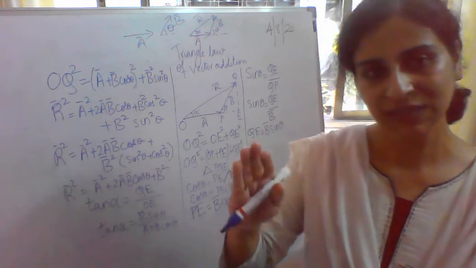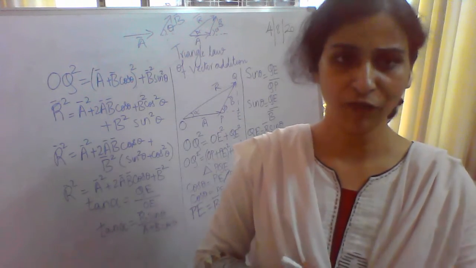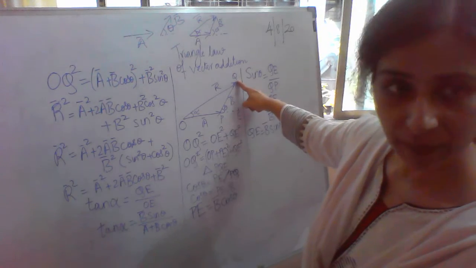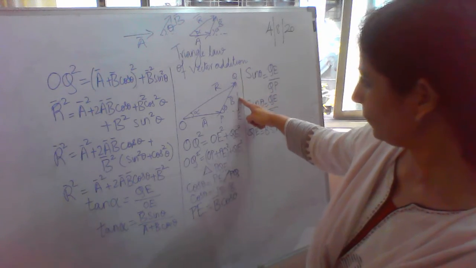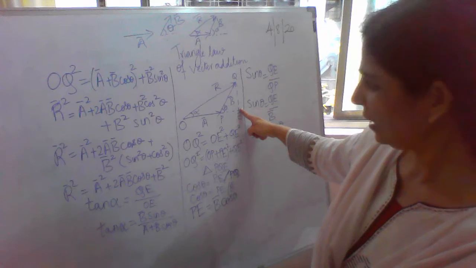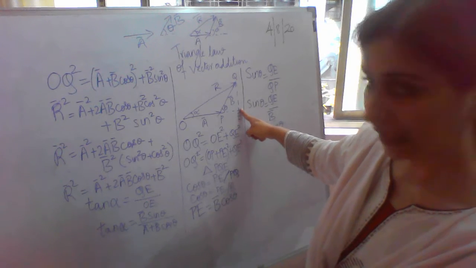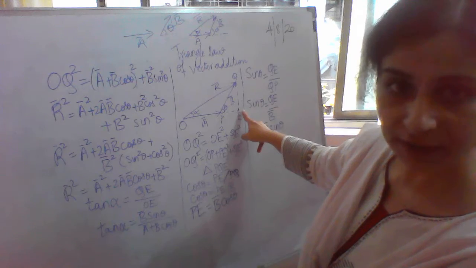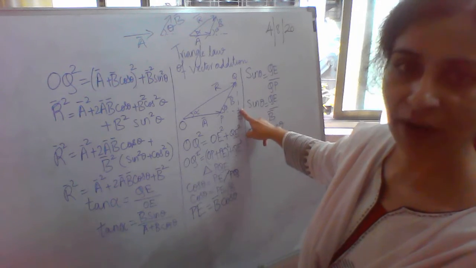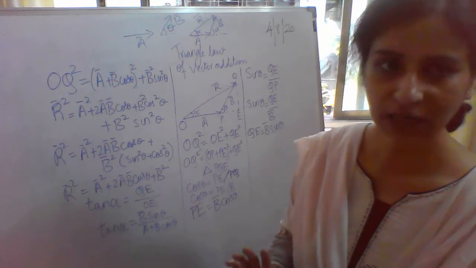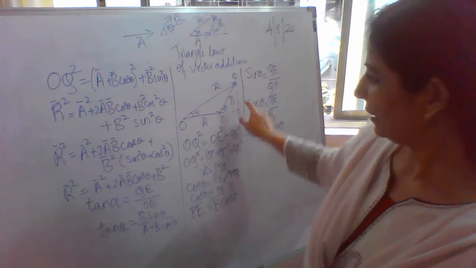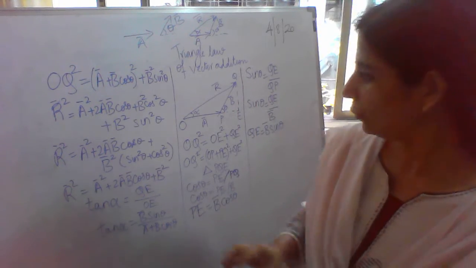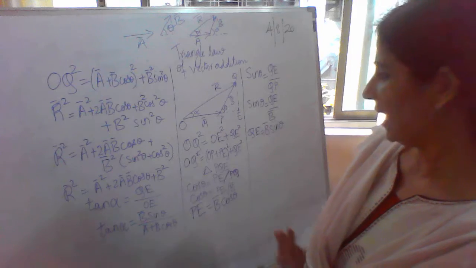Now I will draw some extension to the diagram. What extension will I draw? I will drop a perpendicular from point Q here till the level of A, and I will extend A further to meet here at point E. So that is what I have done. I have done this extension for finding out something. Now this is the arrangement.